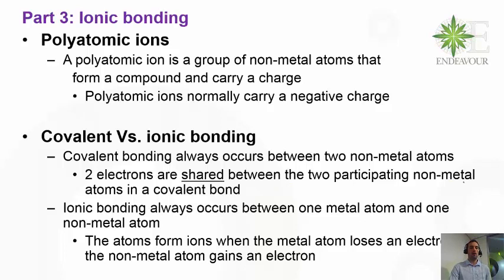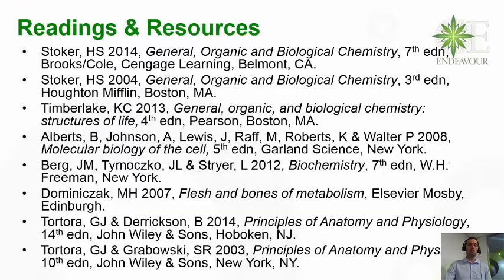And we also saw the comparison between the two types of bonding we covered in this session. Covalent bonding is an electron sharing relationship between two different atoms, and we've got two electrons being shared in each covalent bond, and those two atoms involved are always non-metal atoms. Whereas ionic bonding occurs between one metal and one non-metal atom, and this is where the metal atom will lose an electron, which is accepted by the non-metal.